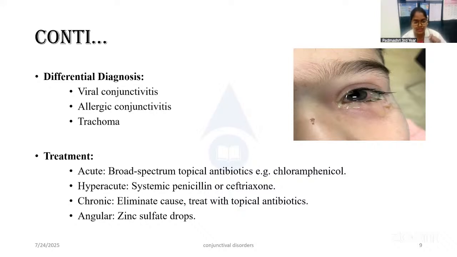The treatment for acute is broad spectrum topical antibiotics, that is chloramphenicol. For hyperacute, it is systemic penicillin or ceftriaxone. For chronic, we should eliminate the cause first and treat with the topical antibiotic. For angular, it is zinc sulfate drops.